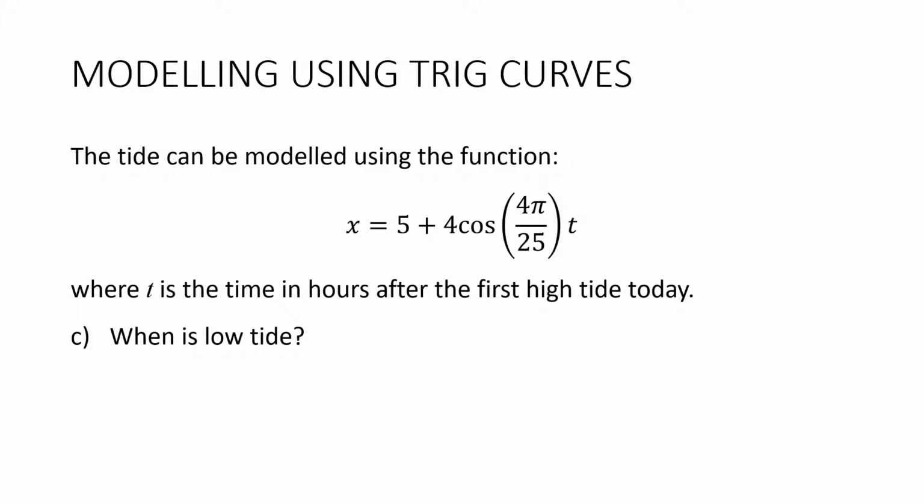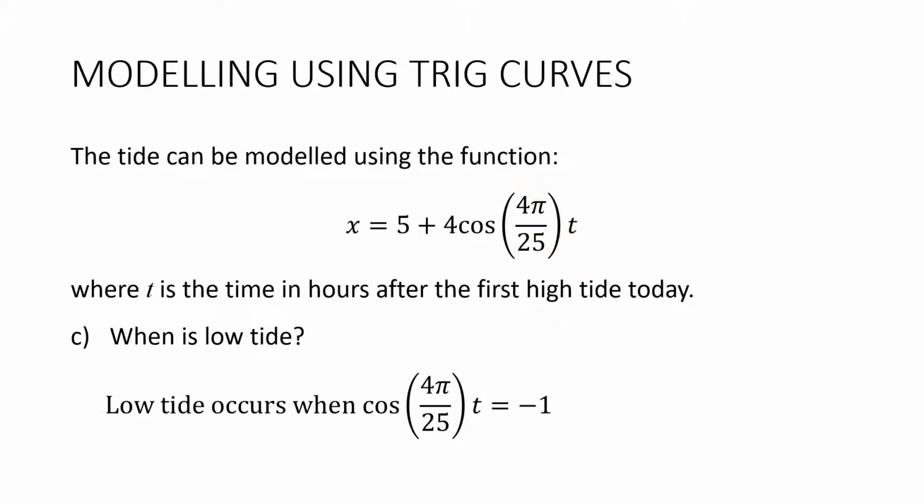C. When is low tide? It's not asking what is low tide. We just worked that out. It's 1 metre. It's when is low tide. We're just going to do exactly the same as what we just did. Solve this cos 4 pi on 25t equal to -1.